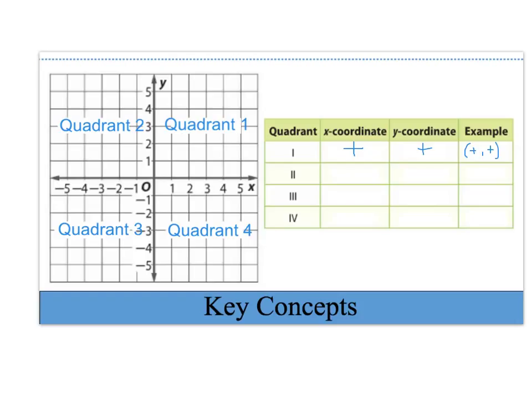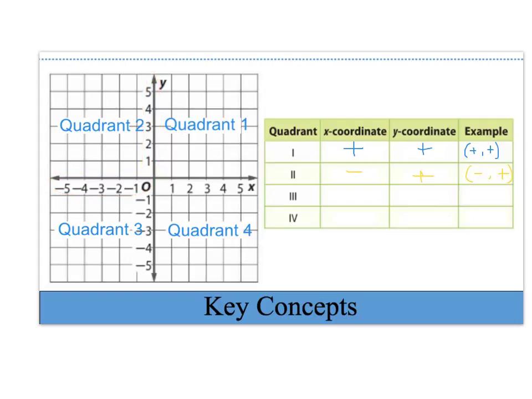Now let's take a look at quadrant 2. On quadrant 2, on the x-axis, all the numbers are negative. So in quadrant 2, our x-coordinates are negative. For quadrant 2, our y-coordinates are all positive. So our ordered pairs would be negative, comma, positive.